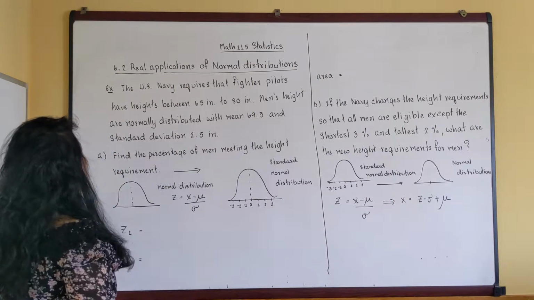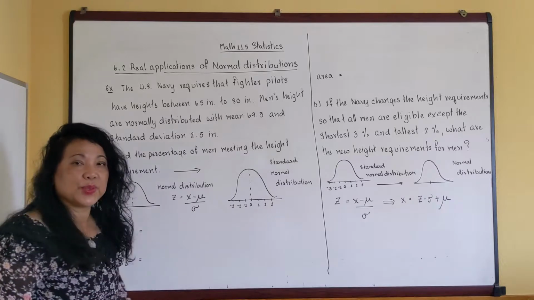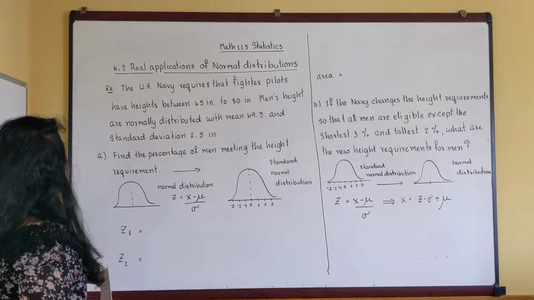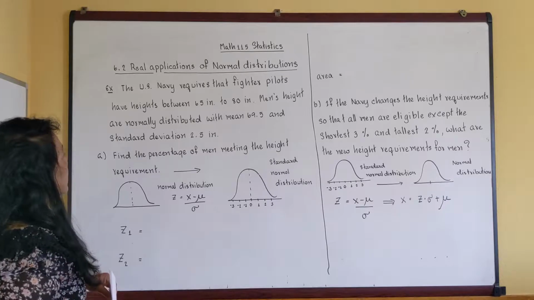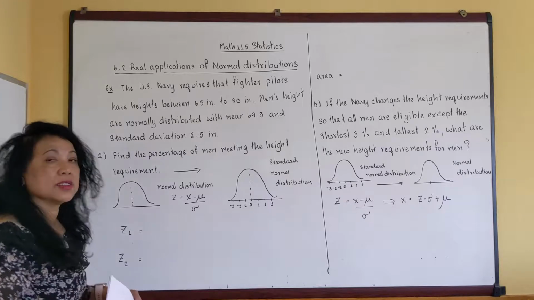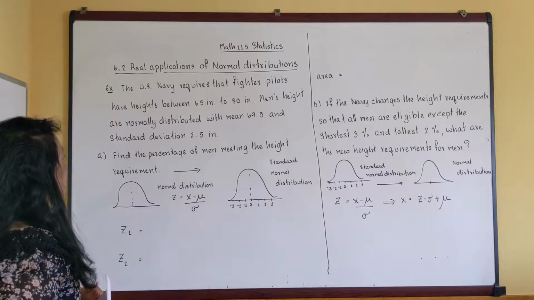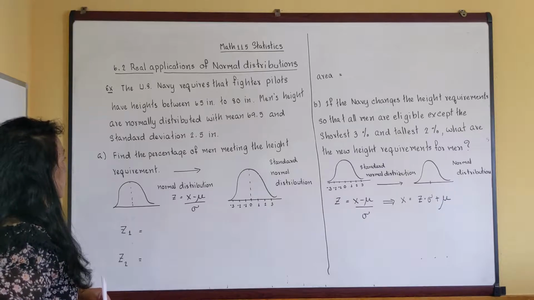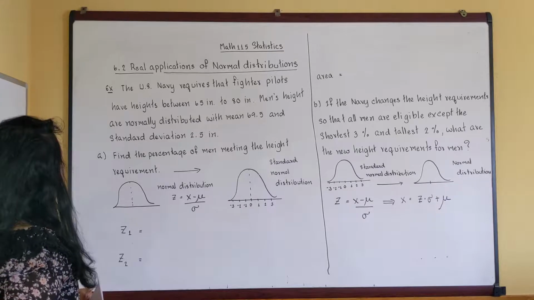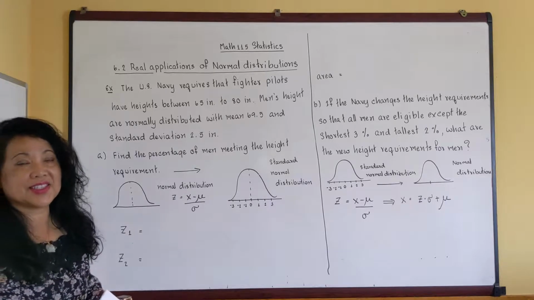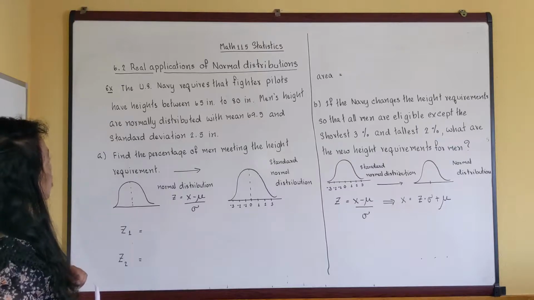Let's look at the application of normal distribution. The first example here: the US Navy required that fighter pilots have height between 65 inches and 80 inches. Mean heights are normally distributed with the mean 69.5 and standard deviation 2.5 inches. So you have to read every word.